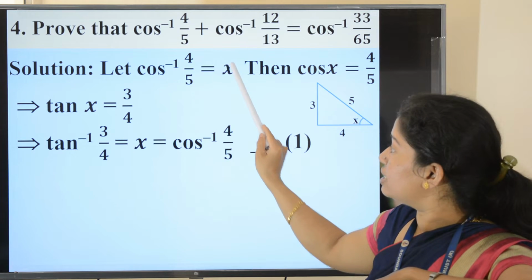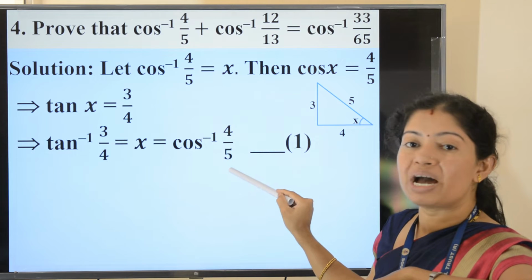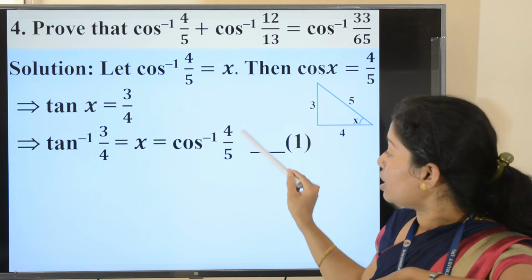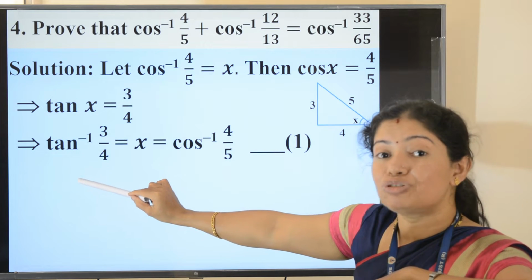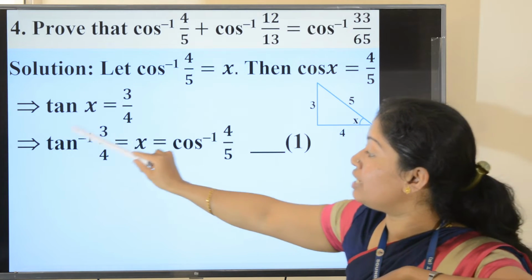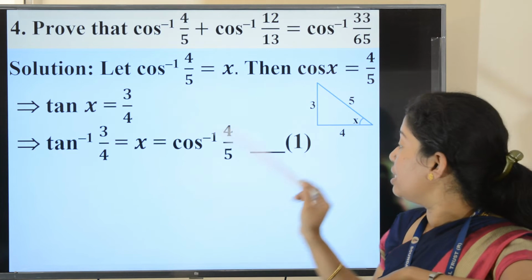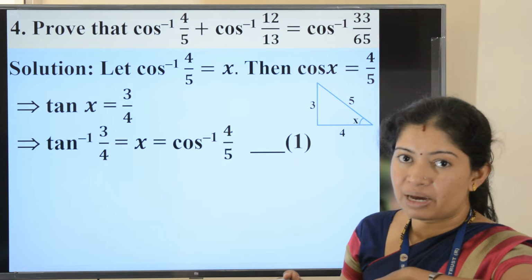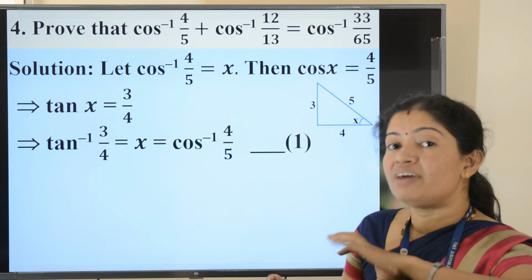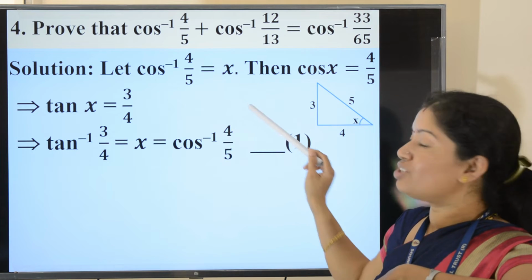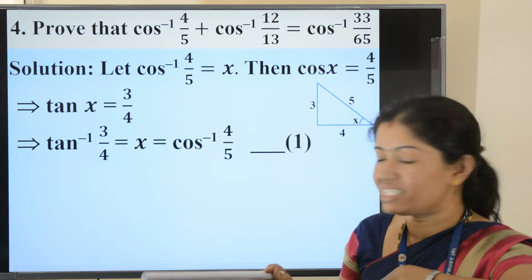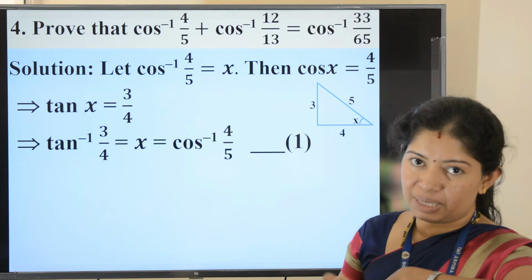This x is cos inverse of 4 by 5. So here we have cos inverse of 4 by 5 in terms of tan inverse as tan inverse of 3 by 4. Let us take this as equation number 1. So what we did here, we converted cos inverse to tan inverse. Cos inverse of 4 by 5 we wrote as tan inverse of 3 by 4.